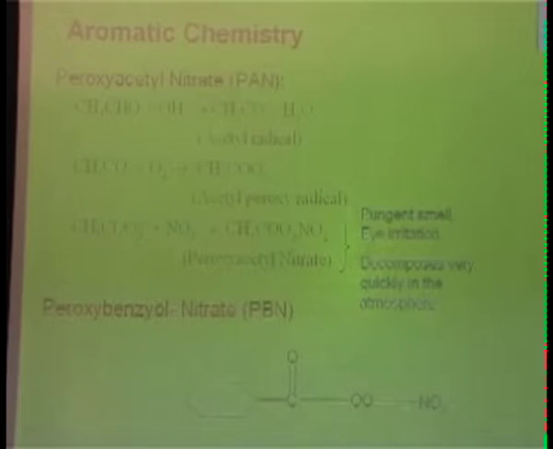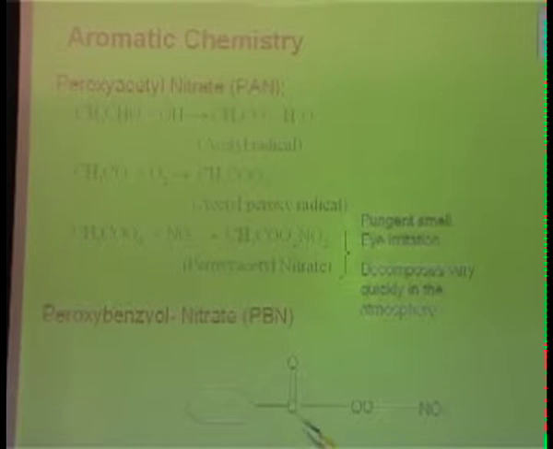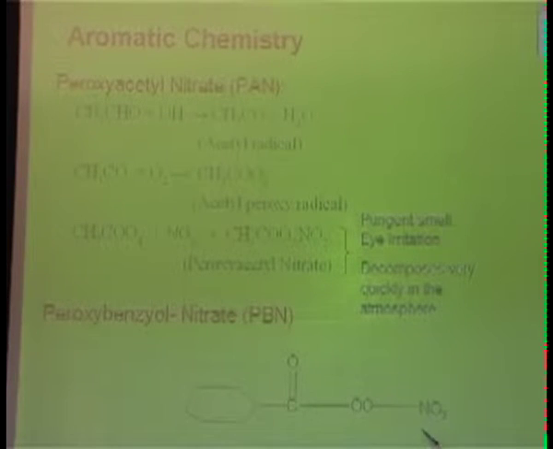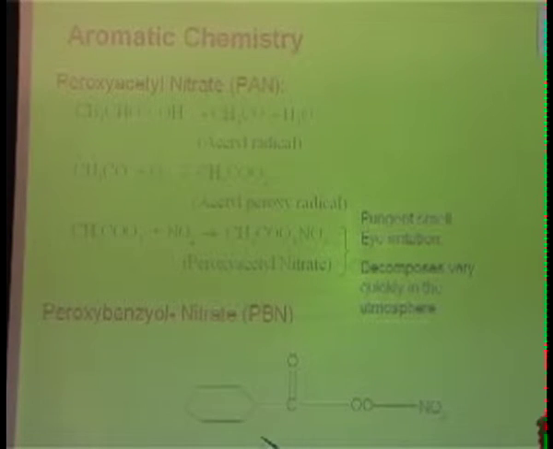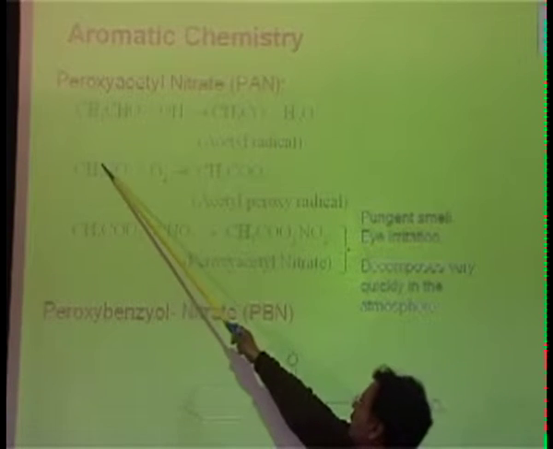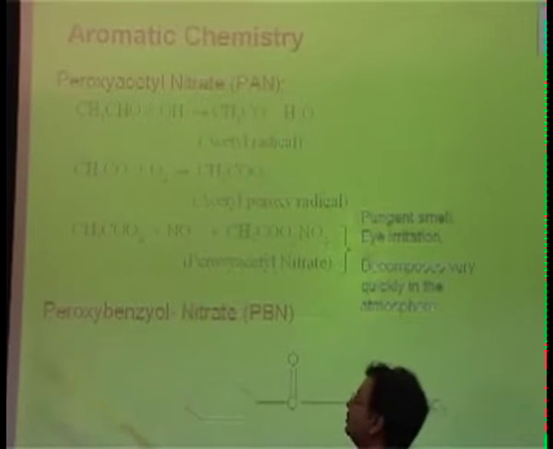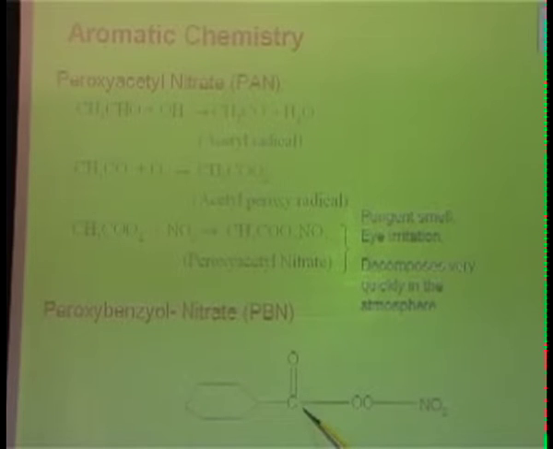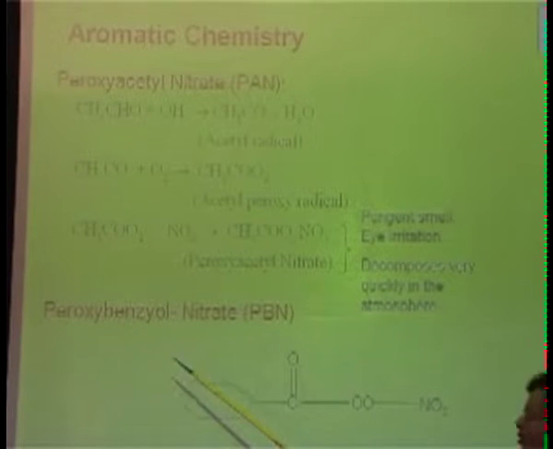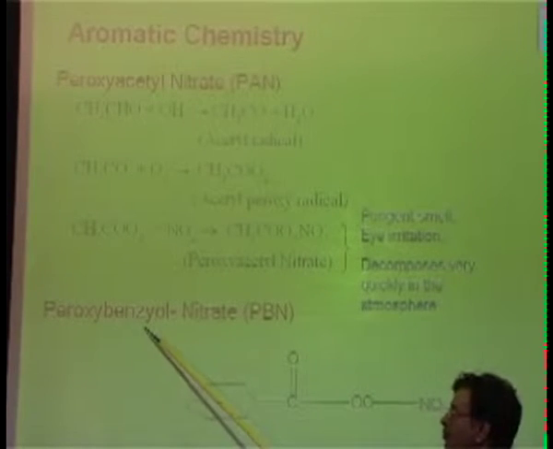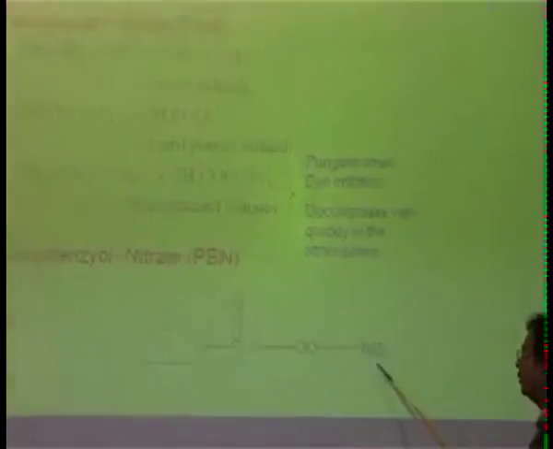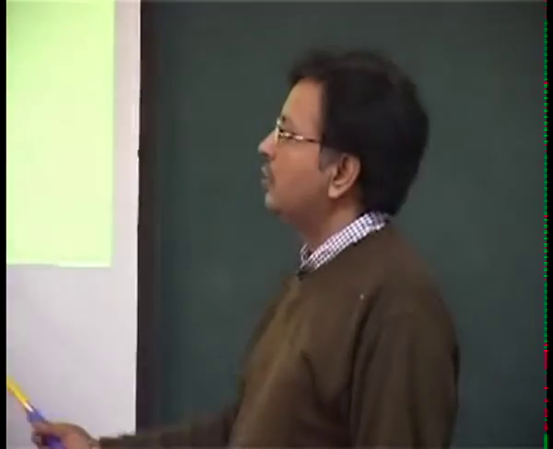So PBN is where you have more aromatics, like benzene, and then the NO2 combines with that. What you are doing here is basically replacing this with the benzene and one hydrogen atom, that's where the CO is coming. So this is called peroxybenzoyl nitrate. That is the name given to this.